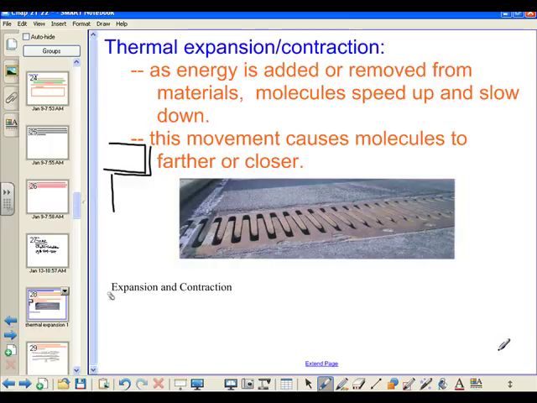But this is what happens to materials. They'll expand and contract. I got a little video about that.